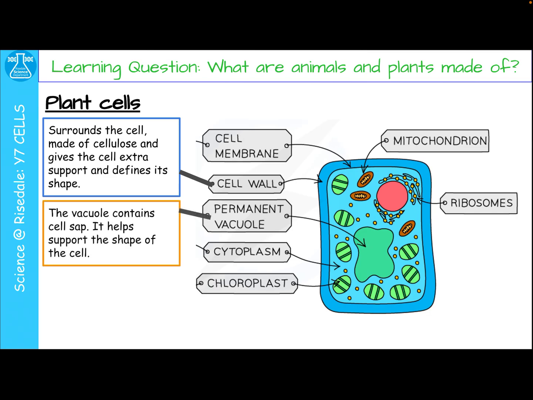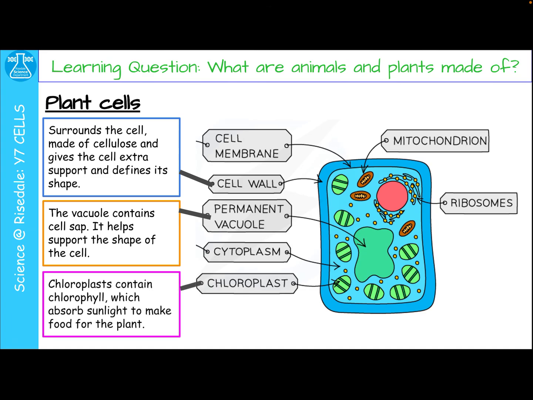The vacuole contains cell sap, which is a solution of sugars and salts dissolved in water. It is used for storage of some materials and also helps support the shape of the cell. Chloroplasts contain chlorophyll, which absorbs sunlight to make food for the plant.